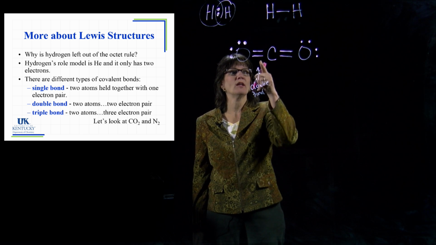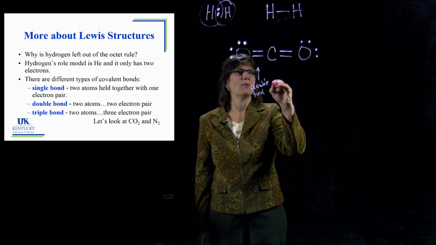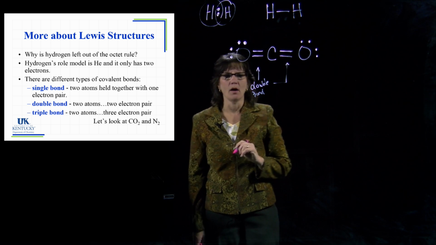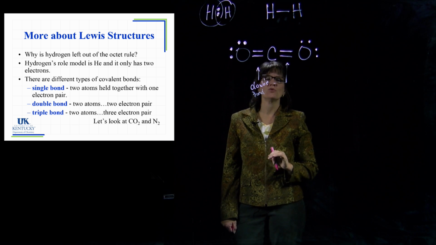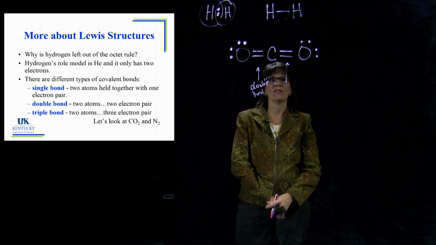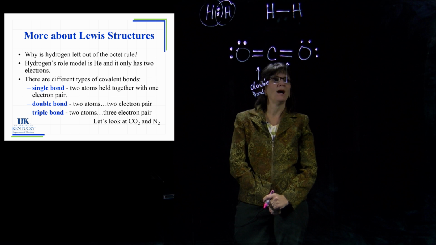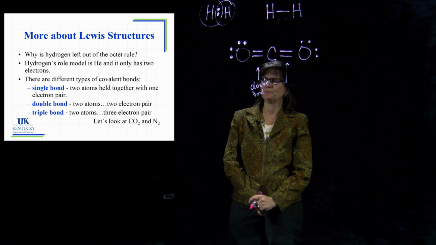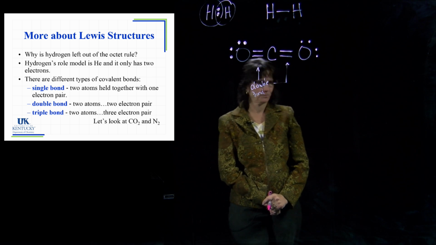How many electrons are in a double bond? 4. That right there is also a double bond. And this is a way to take the electrons that carbon and oxygen have in order to make them all have the octet rule apply. They have a total of 8 each.